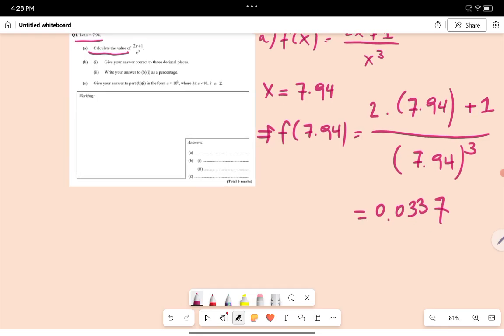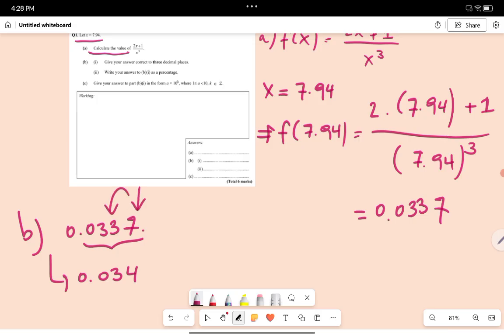Then B, give your answer correct to 3 decimal places. So we have 0.0337. If we want 3 decimal places, we simply have to round this. So that becomes 0.034, because we've got a 7 up here, so this one becomes a 4. So 0.034 is the answer to B1, correct to 3 decimal places.